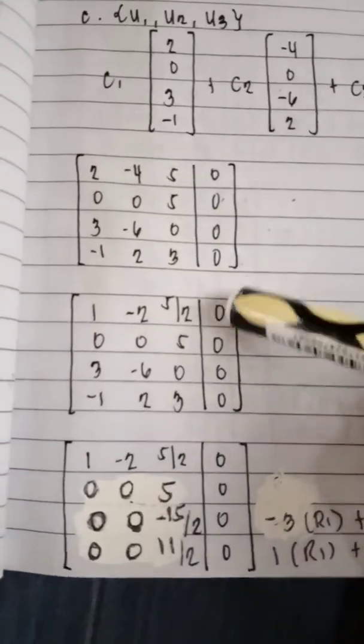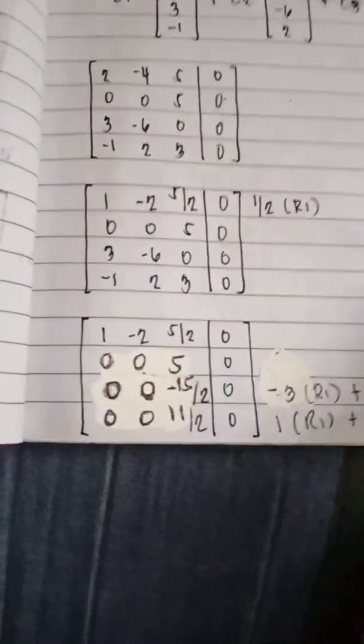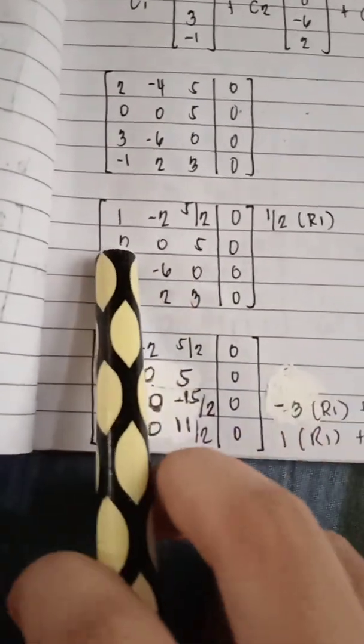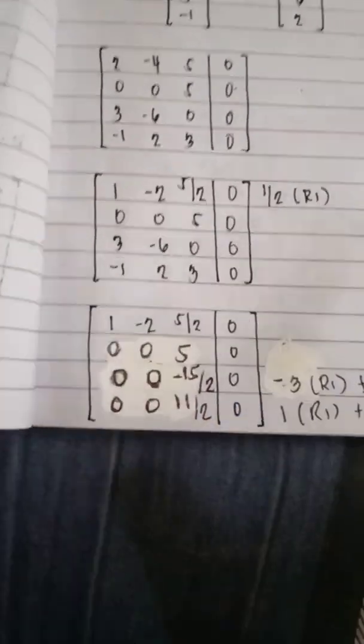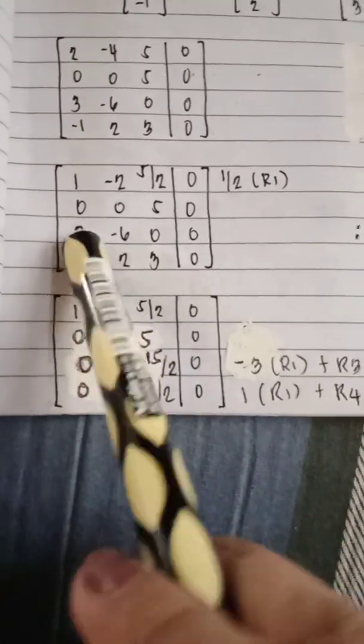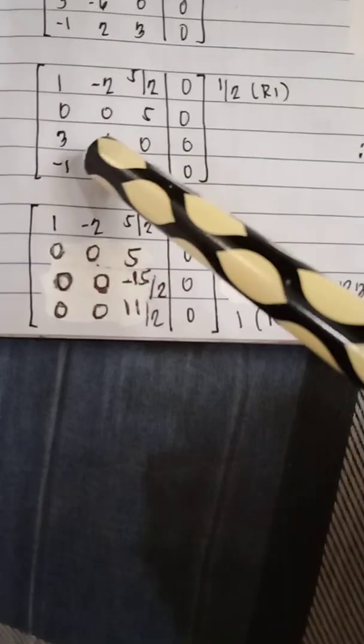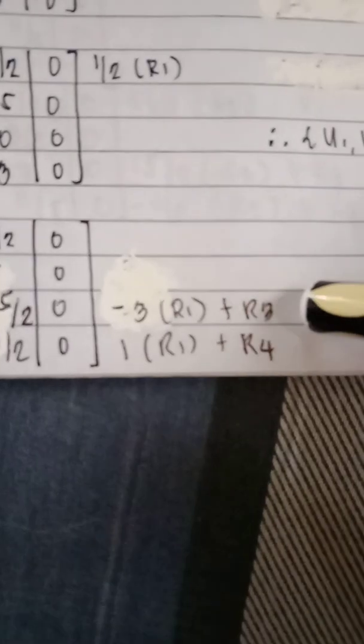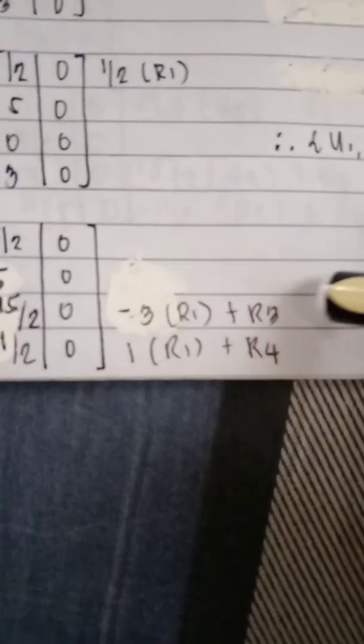1/2 times 0 is equal to 0. Since row 2 is already 0 in its first number, our problem now is row 3 and row 4. In order to make this 3 and negative 1 into 0, we will use the formula negative 3 times R1 plus R3 for row 3, and for row 4, the formula is 1 times R1 plus R4.